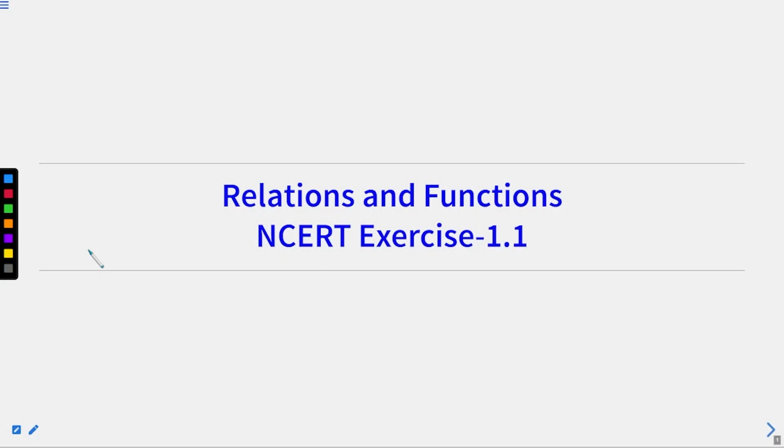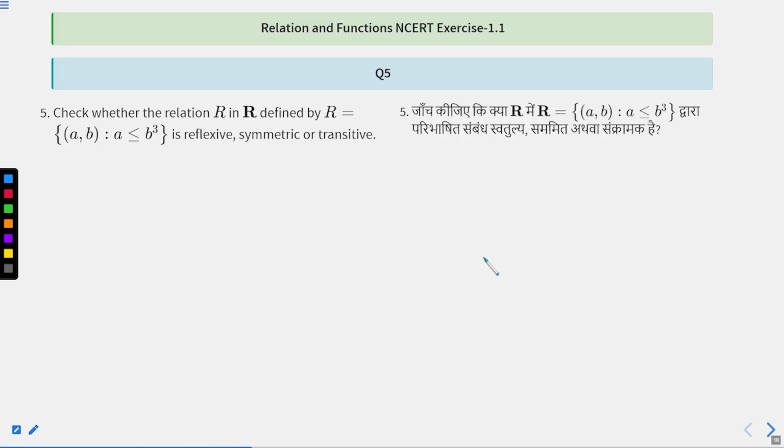Hello students, I hope you are good, well and fine, and today we will be continuing our discussion of NCERT exercise 1.1 of class 12th chapter 1, relations and functions. So let's solve it. Okay, so we have arrived at question 5.